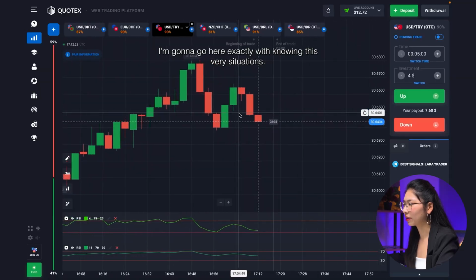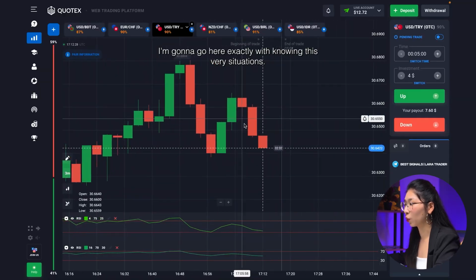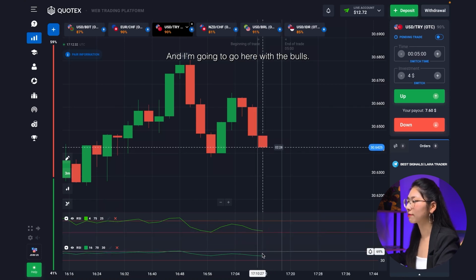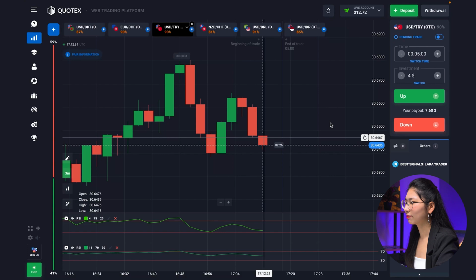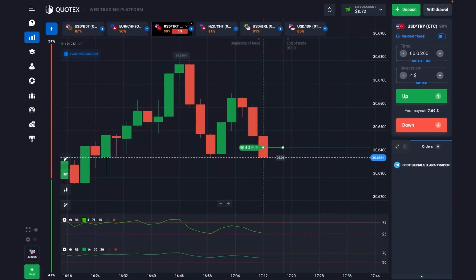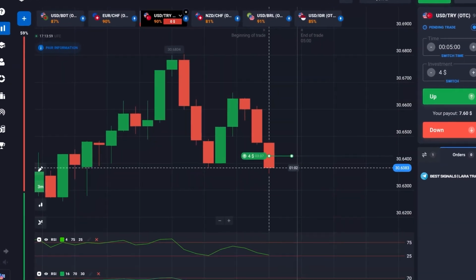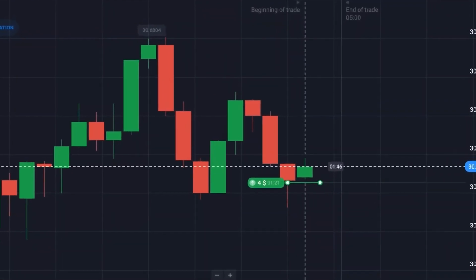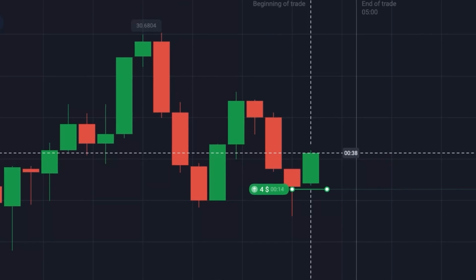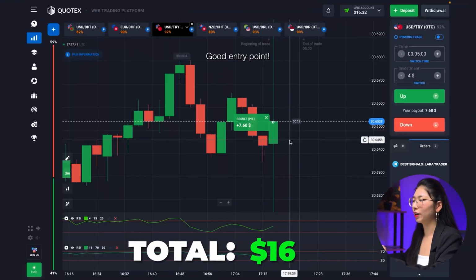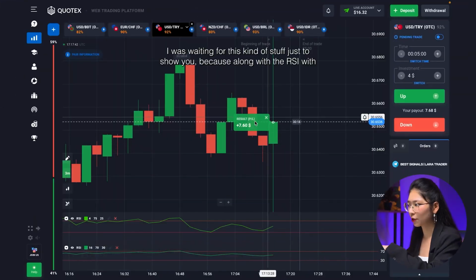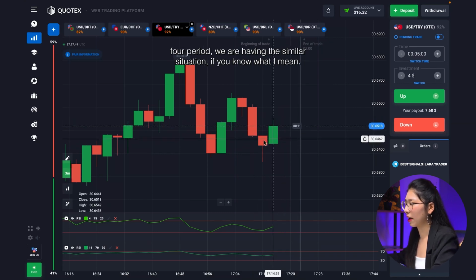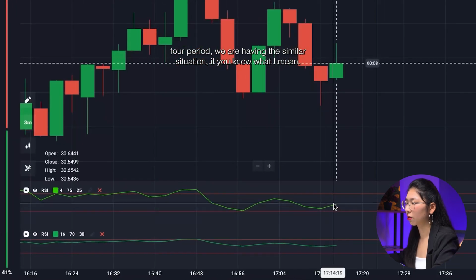I'm going to go here, knowing these very situations, and I'm going to go here with the bulls. So let's go. So, good entry point. I was waiting for this kind of thing just to show you, because along with the RSI with period 4 we're having a similar situation, if you know what I mean.